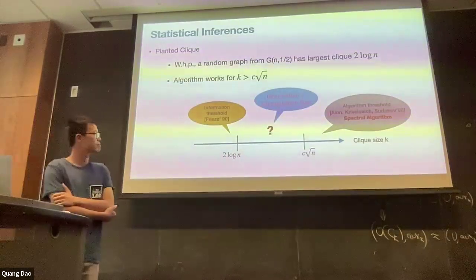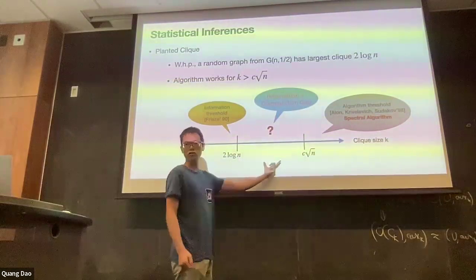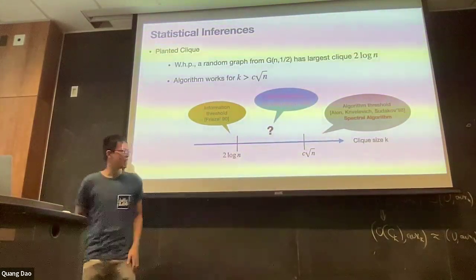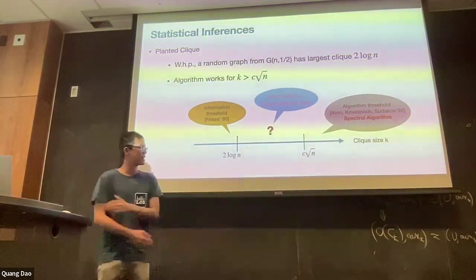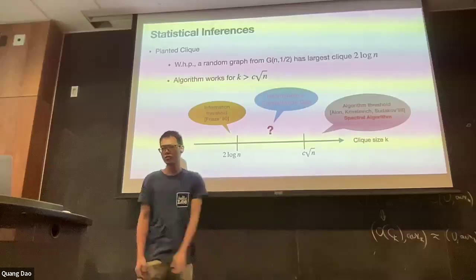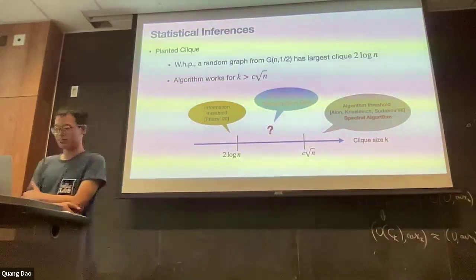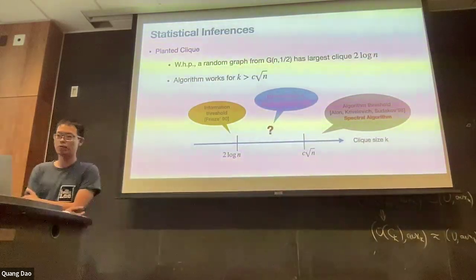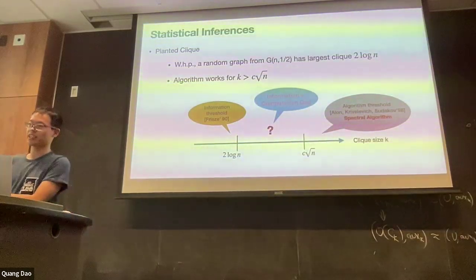the planted clique bigger than root n, the natural question to ask is what happens in the in-between regime? Because we know that the typical clique is at most 2 log n. But the algorithm only works for root n, and there is a gigantic gap here. And one question to ask is whether we can close this gap algorithmically in polynomial time. And here's one example of information versus computation.